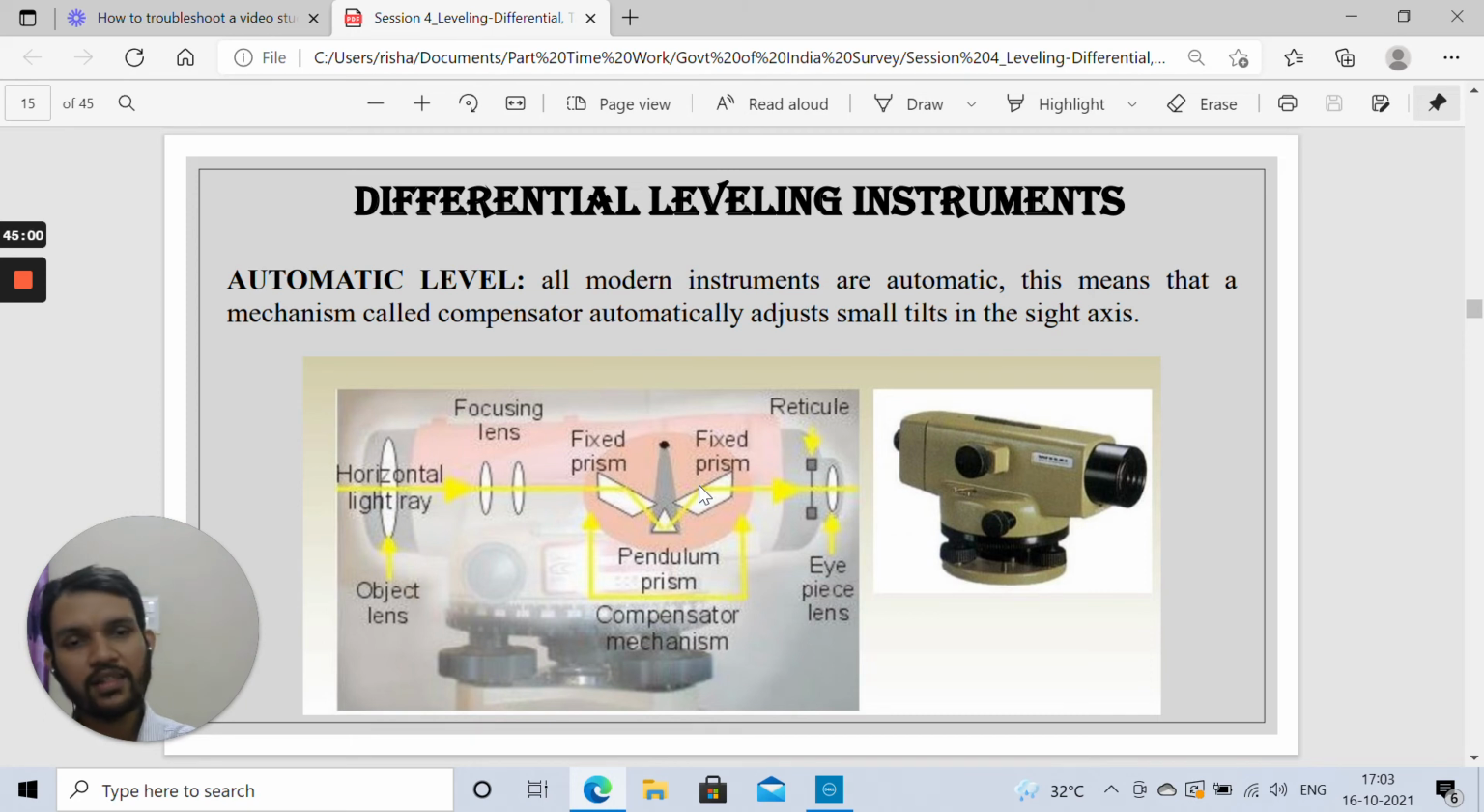All the rest of the readings we can take with the help of the telescope. By adjusting the focus of the telescope, we read through the vertical crosshair and the horizontal crosshair where they intersect. Whichever reading we see at that point will be the final reading for that auto level.